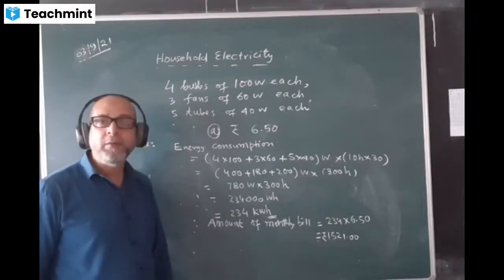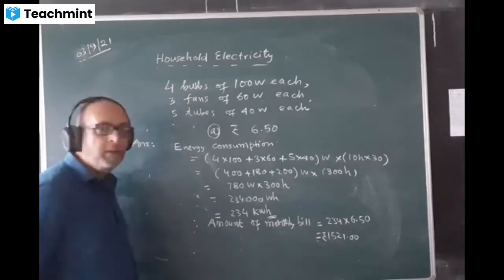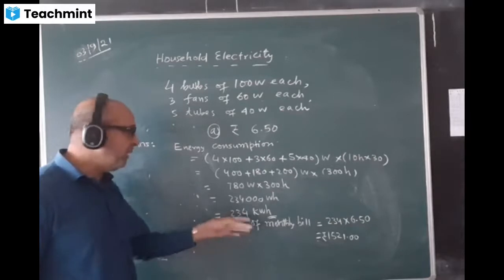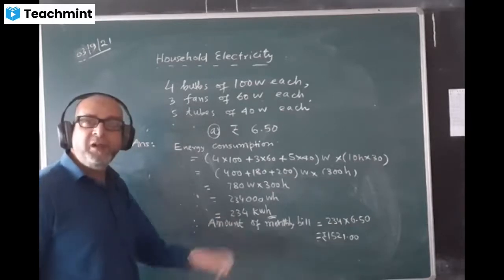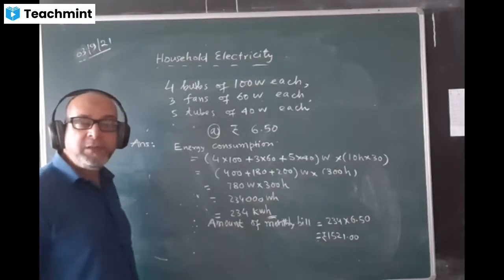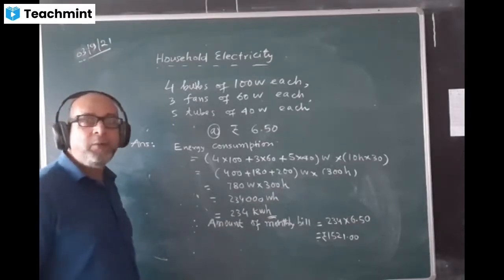Rupees 1521. Okay, understood? You are consuming 234 units, so 1500 something. It is not too high. In a month, your monthly bill value will be this much. Okay, now next question, one more question of this type.